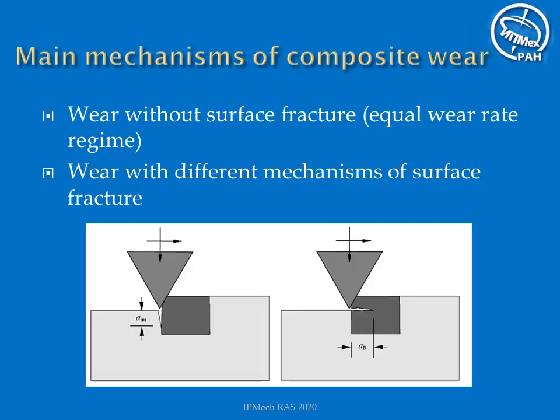Secondly, these are various mechanisms of surface fracture, destruction of reinforcing inclusions, and their chipping from the friction surface. The wear rate of composite components will be different and not constant in time. Carbon composites demonstrate all of these mechanisms, often within the same sample of the same material.